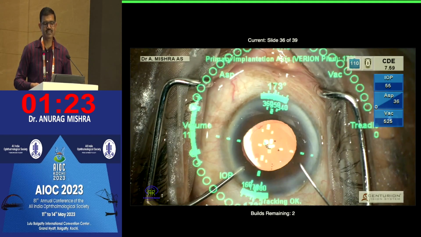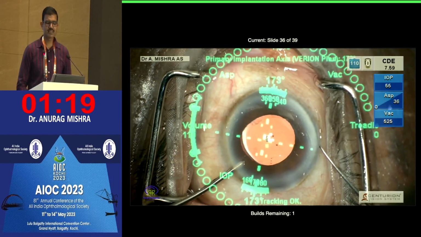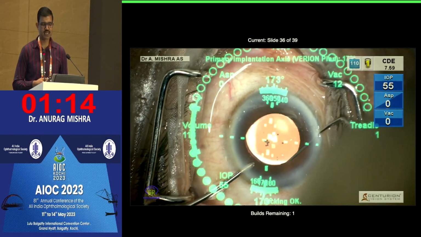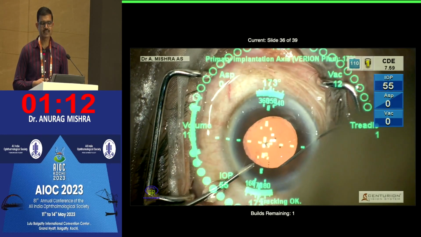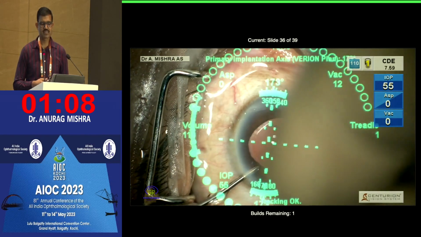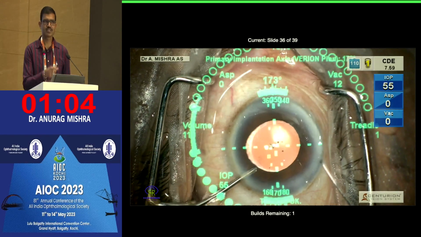This is one of the fallacies of the image-guided system. Look at what happens here. I'm trying to align this IOL along the desired axis, which is 173 in this particular case. And I align it to 173. Look at the message that comes down below. It still says tracking okay. Now it says center the eye and the axis shifts. So this is what I meant.